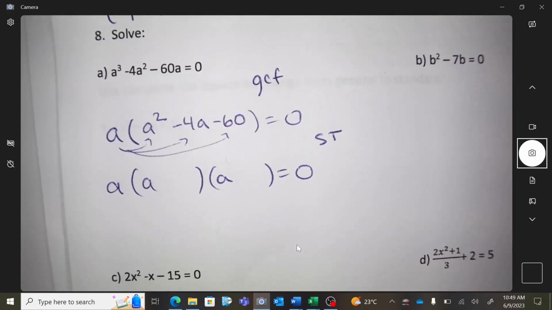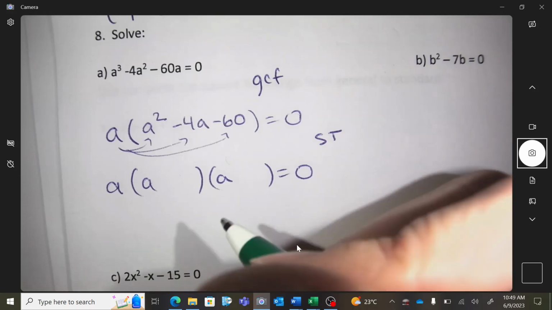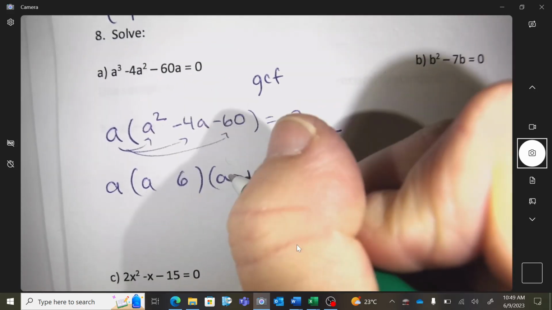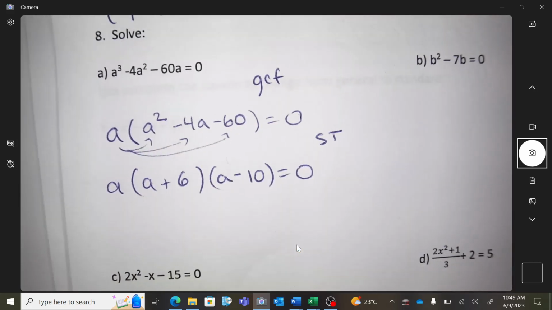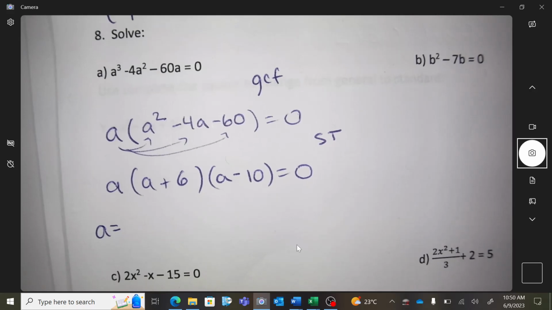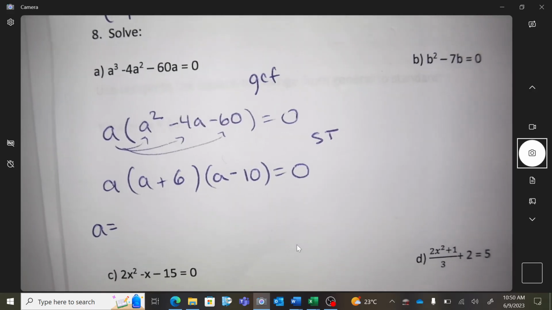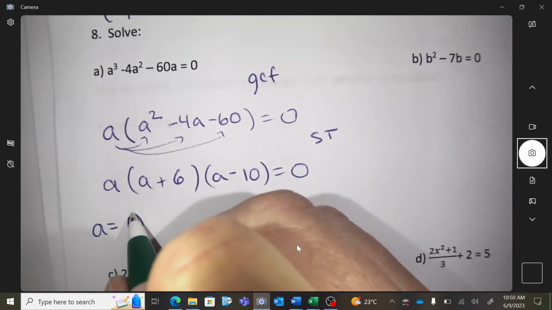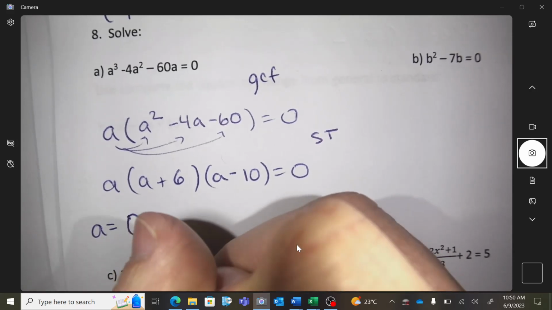So you need multiples of 60, 6 times 10, to make a negative 4. Do you understand here that you actually have 3 solutions to this equation? Did you pick 0 as well?